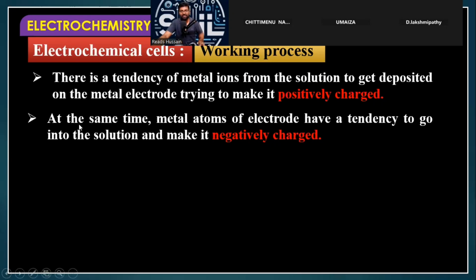Right? Next, this is the part that happens at the anode. At the same time, metal atoms, here meaning zinc atoms of the electrode, have the tendency to go into the solution. Zinc metal atoms go into the solution and make the metal rod negatively charged. Right, we'll continue.